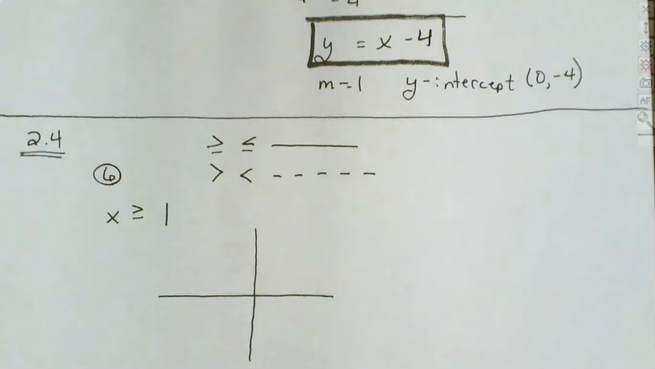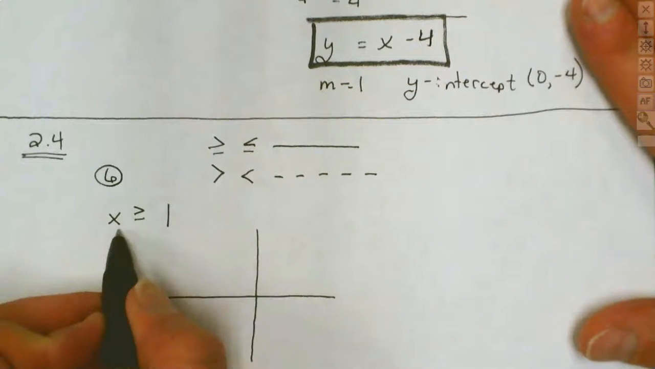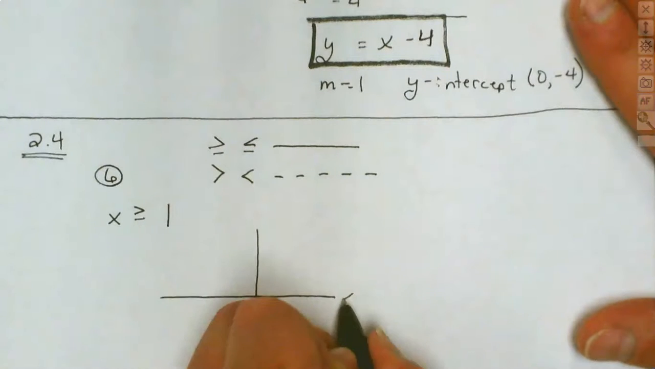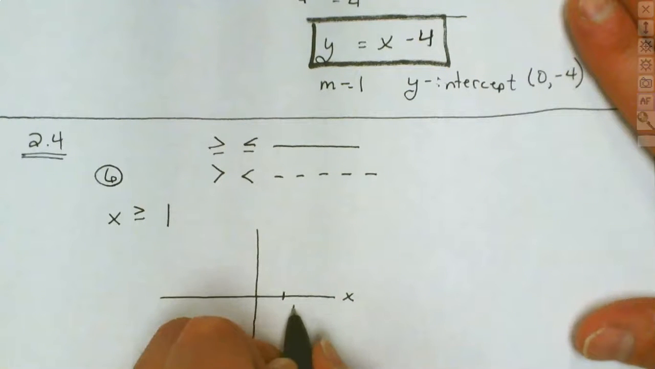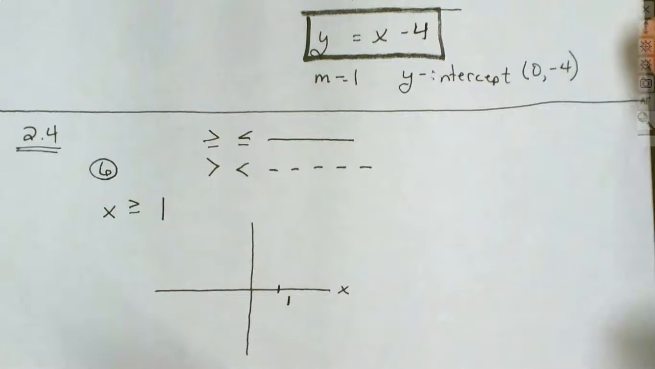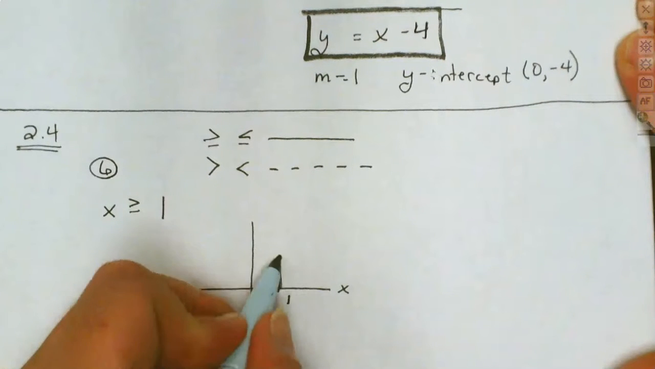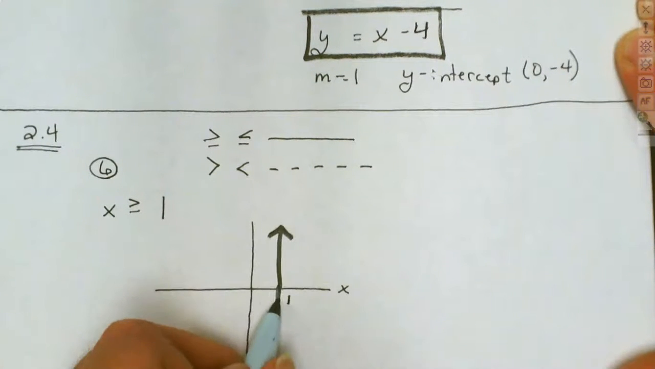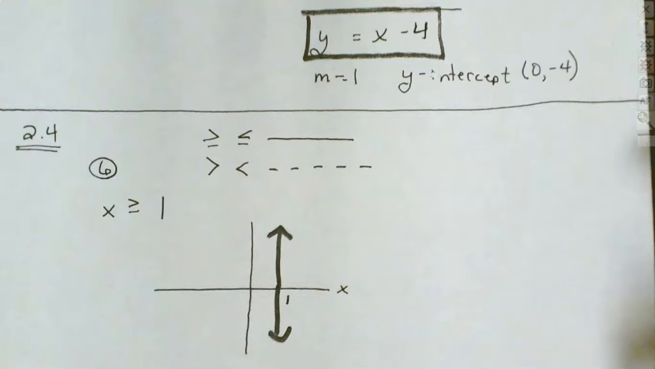What about this one? X is greater than or equal to 1. Do you think that's a vertical line or a horizontal line? Okay, which one? Does anyone remember? Vertical or horizontal? It's going to be vertical, right? How do we know that? Well, x is 1. This is your x-axis, so we find our 1 here. Solid or dotted line, do you think? Solid line. So that's going to be a vertical line, just like that.